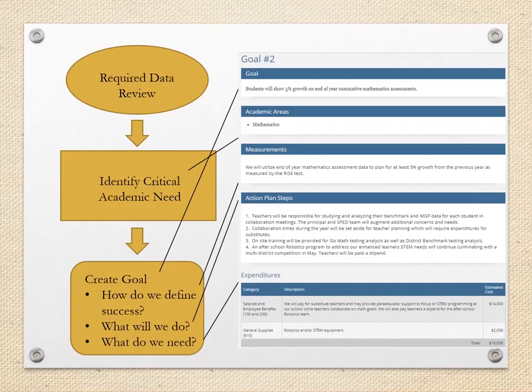The action plan lists what they will do to meet the goal, and the expenditures show what they'll need to purchase. If you begin with a list of items you want to purchase, it's difficult to write a measurable academic goal. Please remember your data discussion is required to identify your critical academic needs, and your goals should stem from that data discussion.